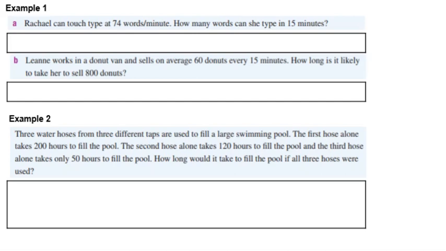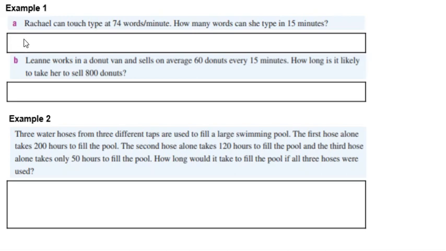This is lesson 7. Now, lesson 7 deals with some more different types of rate problems, and we're just going to go through the examples so you can work on the worksheet. So example 1 says Rachel can type 74 words per minute. How many words can she type in 15 minutes? Well, 74 words per minute means she can type 74 words in 1 minute.